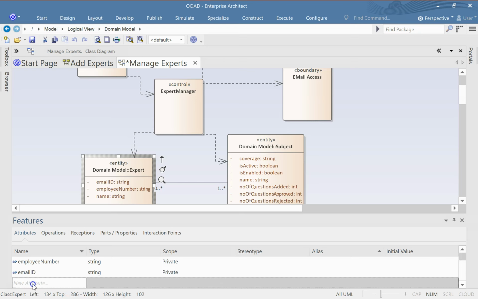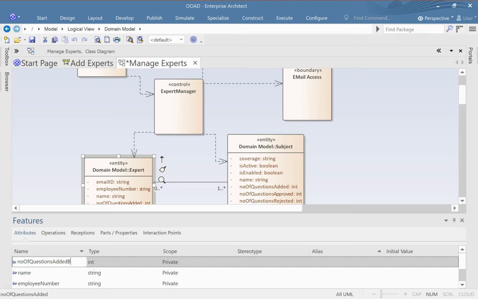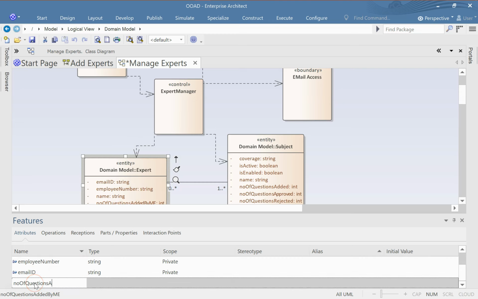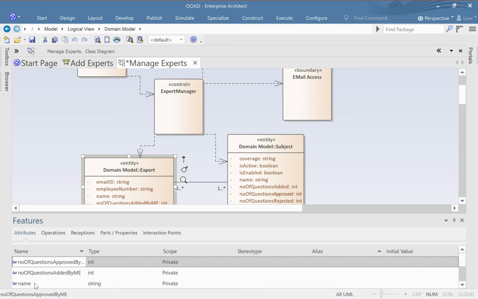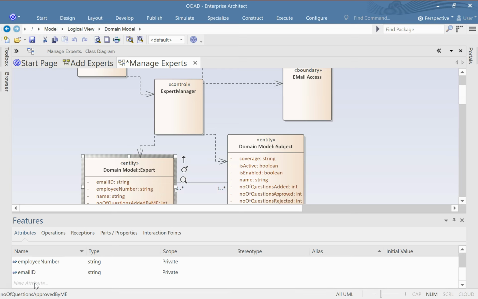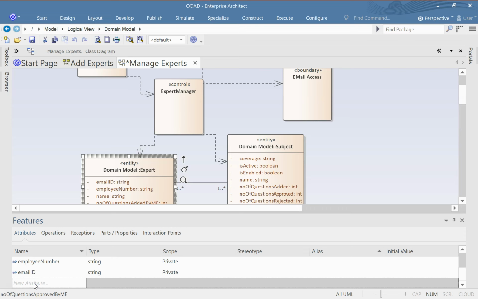Now, with respect to the expert again, we need to keep track of some information. So number of questions added, let's say by me. Number of questions approved by me. Now why do we require this? These we require because incentives are linked. So we need to have a count of this. Number of questions rejected by me.